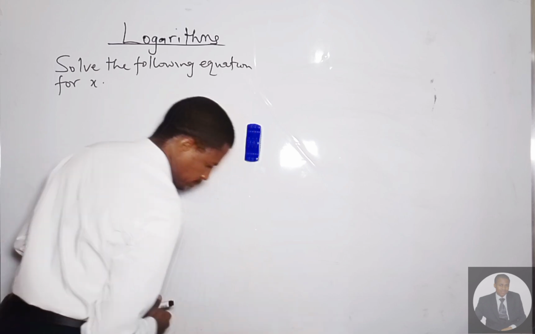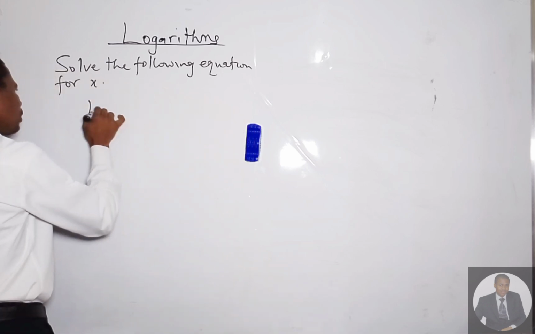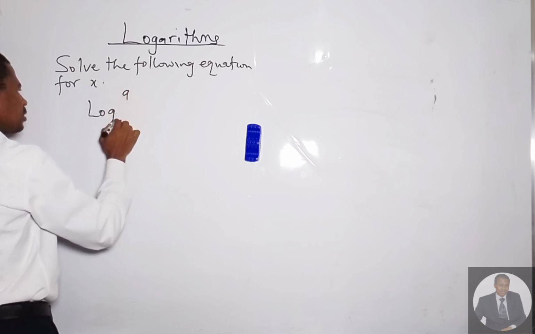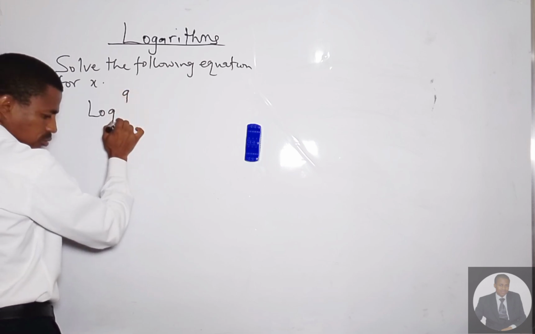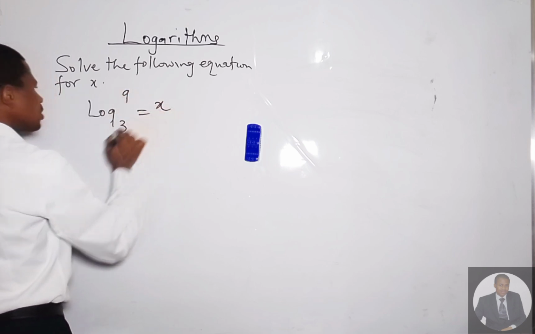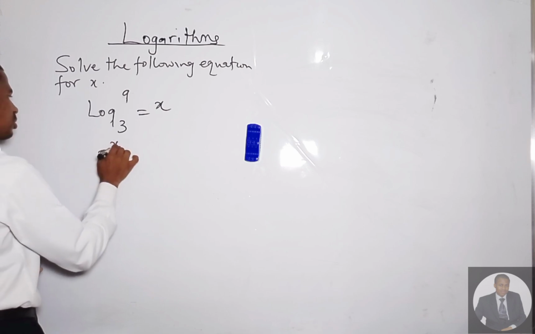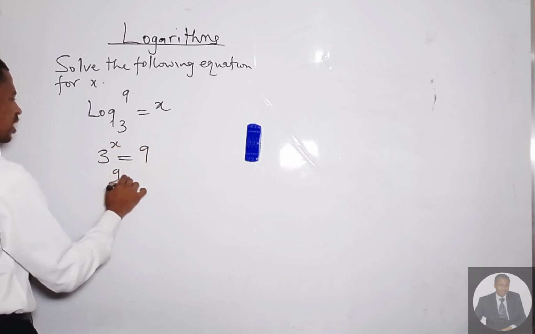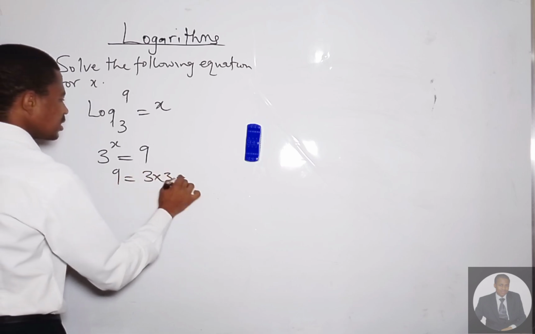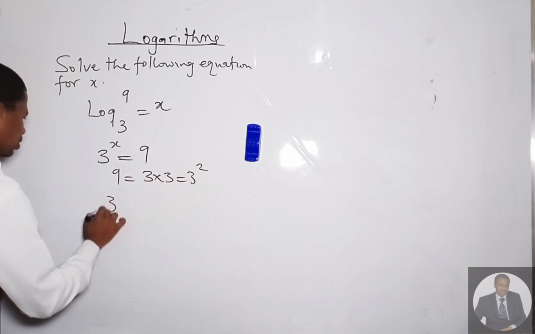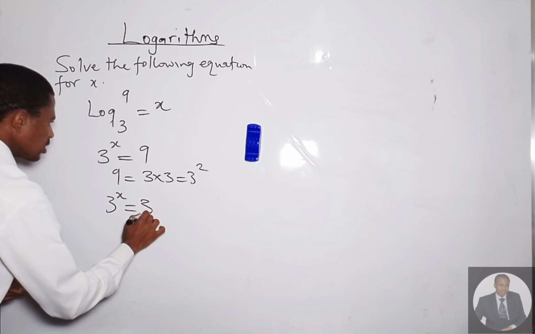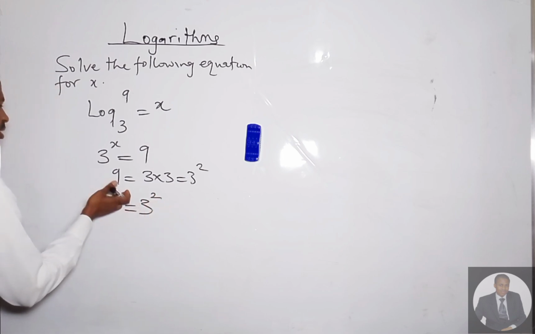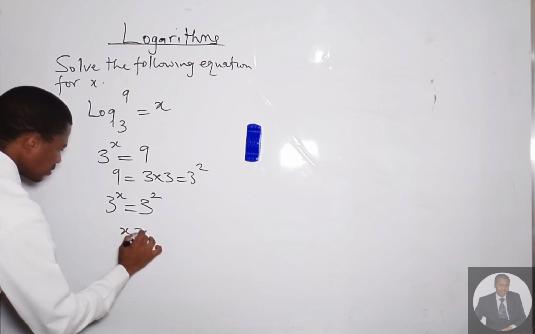Another question. Log 9 to the base of 3 is x. How do we solve it? We just say 3 to the power of x is equal to 9. And you know 9 is 3 times 3, and that's 3 raised to the power of 2. So 3 to the power of x is equal to 3 to the power of 2. Now if the base is the same, then the exponent is the same. So x gives us 2.